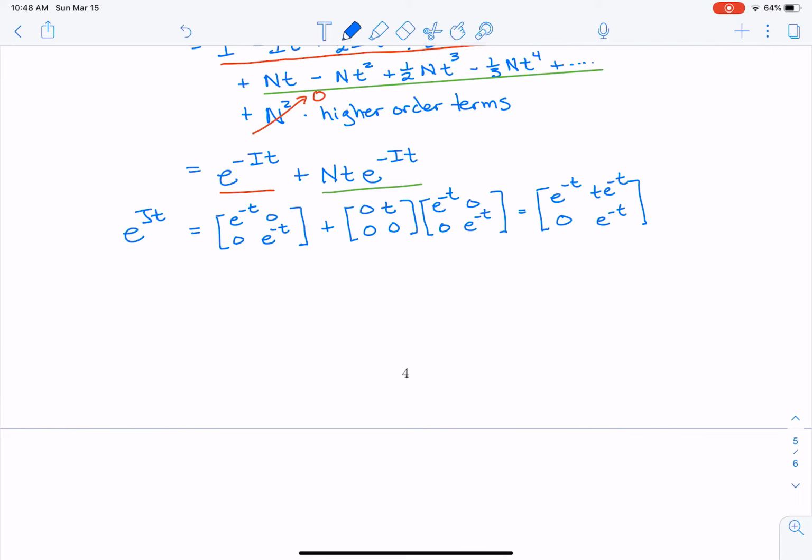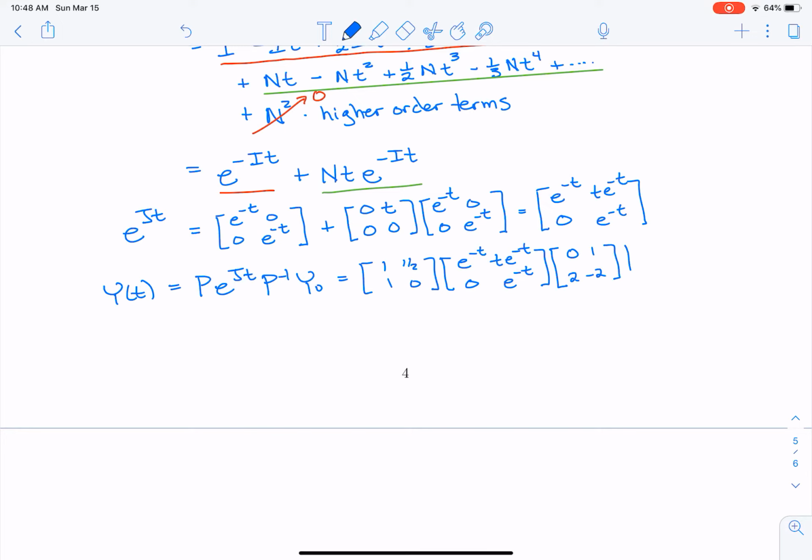Now we need to do our solution. y of t is going to be P e to the Jt P inverse times y zero. So P is 1, 1 half, 1, 0. e to the Jt is e to the minus t, t e to the minus t, 0, e to the minus t. And finally, P inverse is 0, 1, 2, negative 2, and we're going to multiply that by 1, 0.